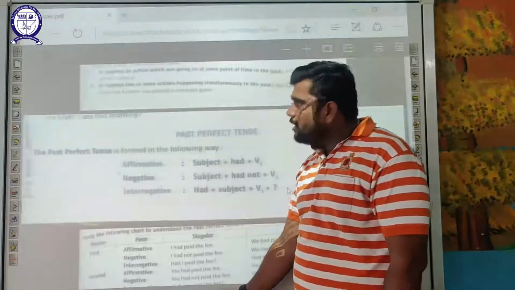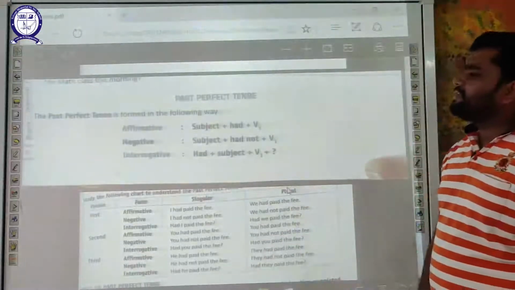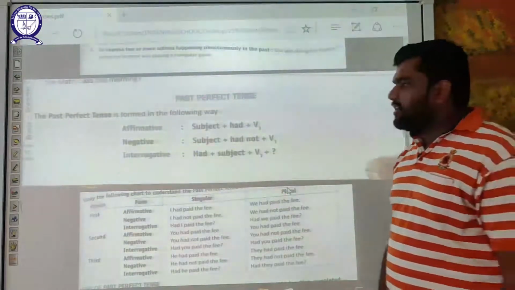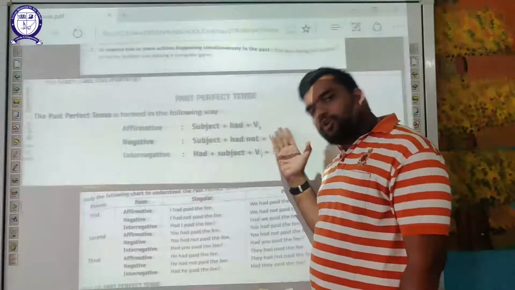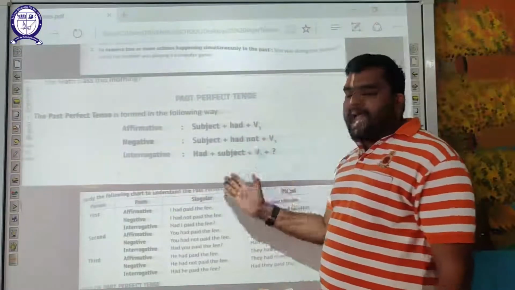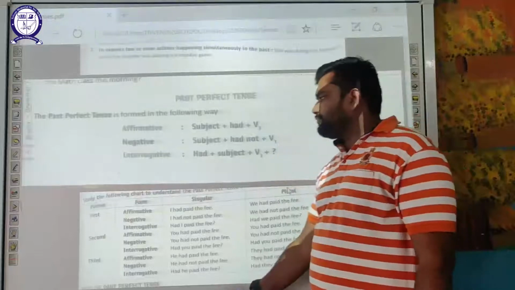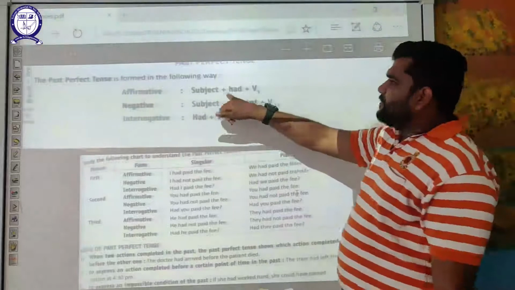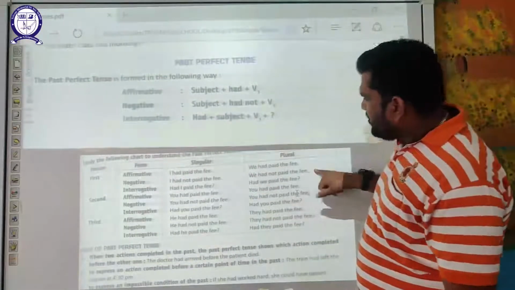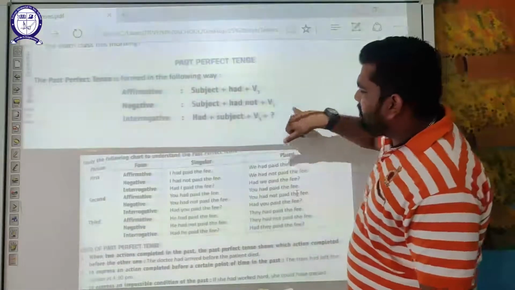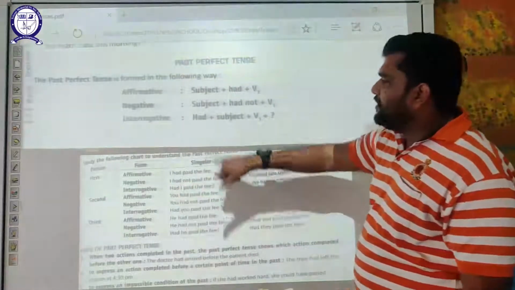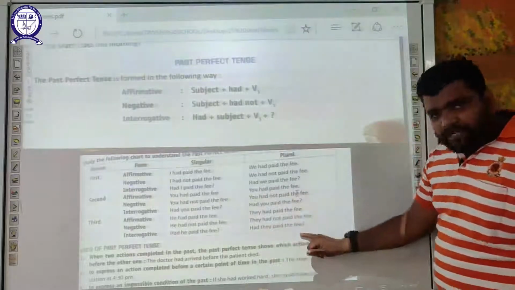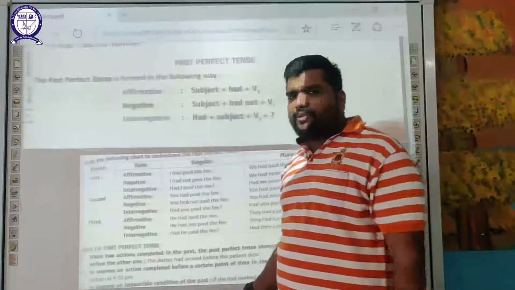Okay. Moving ahead, it is past perfect tense. It is formed by subject plus had plus third form. Subject plus had not plus third form. Had plus subject plus third form. Getting examples for you. Subject plus had plus third form: we had paid the fee. Subject plus had not plus third form: I had not paid the fee. Had subject third form: had they paid the fee? Okay, simple formations.